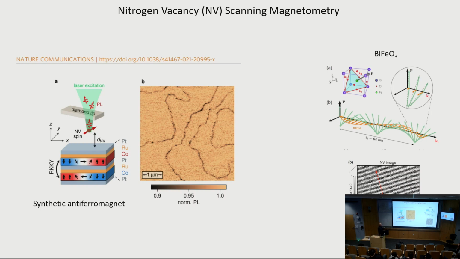The technique is very sensitive. One example dear to my heart is the material called bismuth ferrite, in which you have a cycloid of iron spins propagating in a certain direction, but it turns out that in the direction perpendicular to the cycloidal spin order, there is also a spin density wave. It produces enough magnetic field so that it can be imaged using the nitrogen vacancy scanning magnetometry approach.